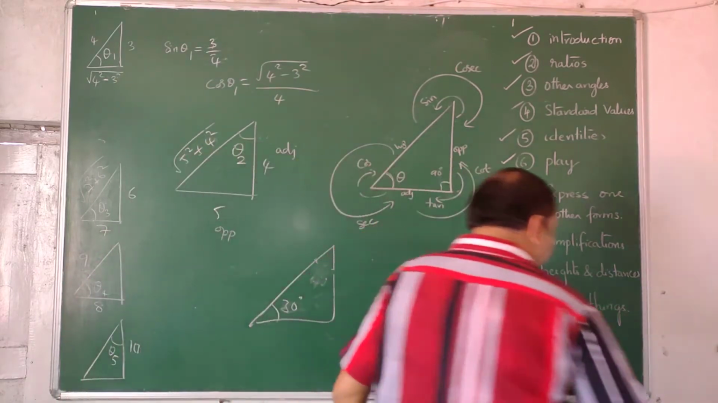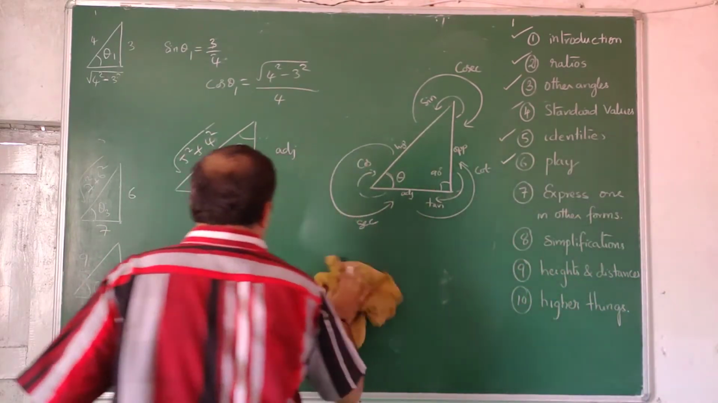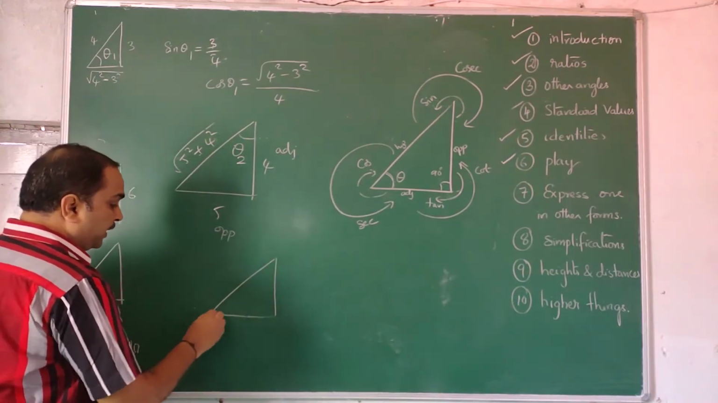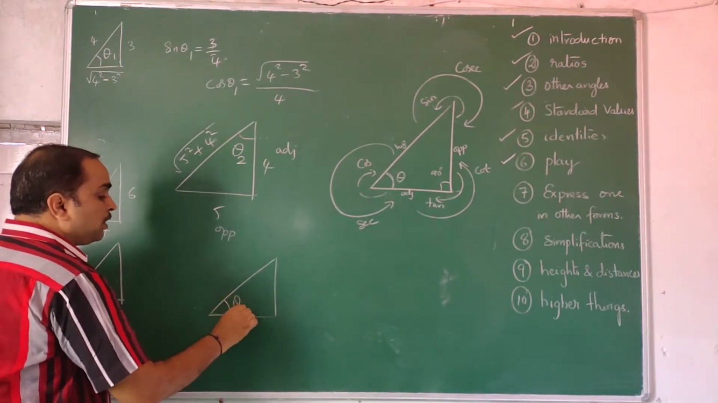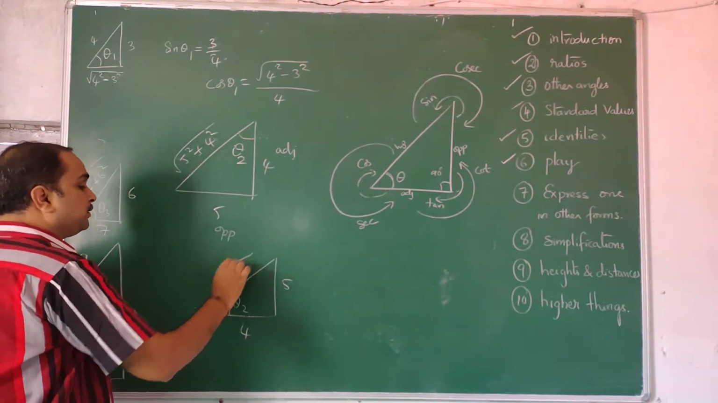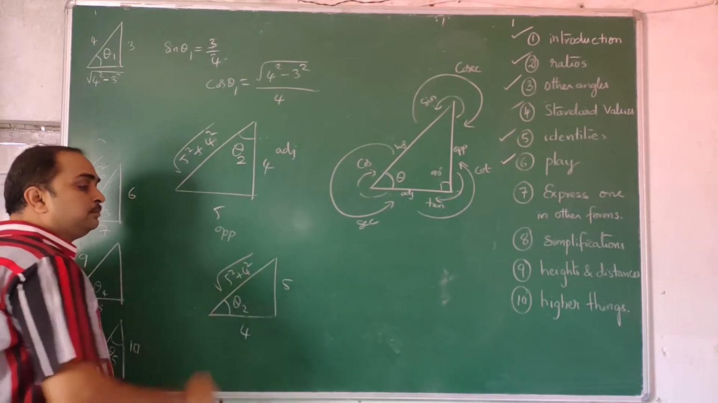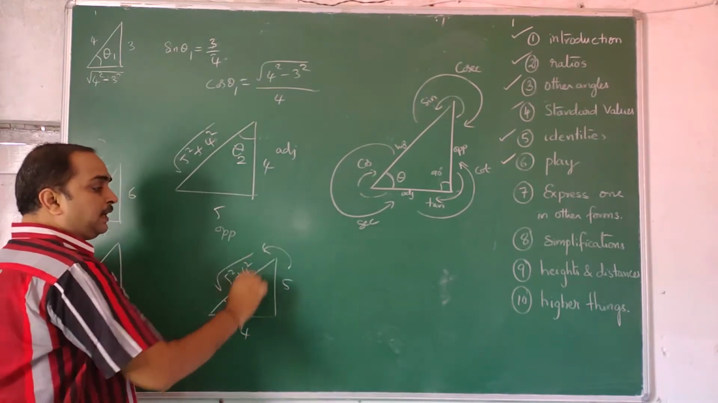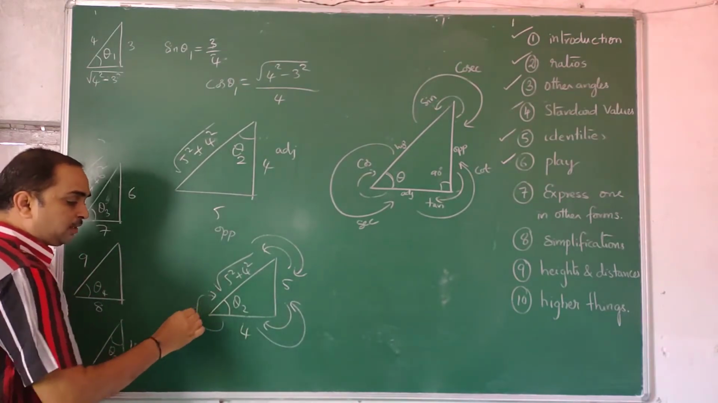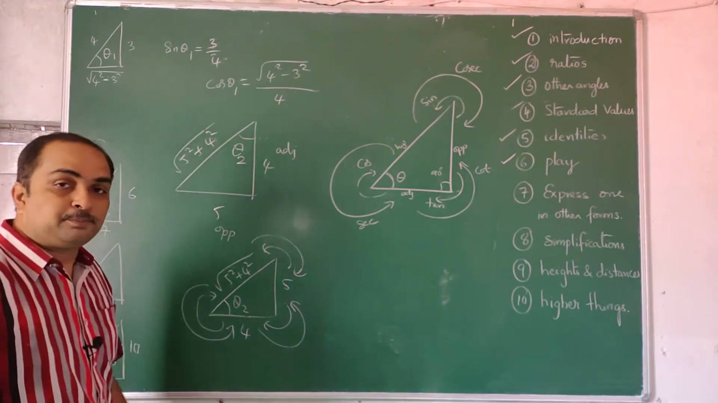For example, this has been given and the student doesn't like to take this. He can create his own triangle. You can take the same theta too. But for theta, what is opposite? 5. Adjacent 4. Then this is 5 square plus 4 square. This by this: sin theta, cosec theta, tan theta, cot theta, cos theta, sec theta.